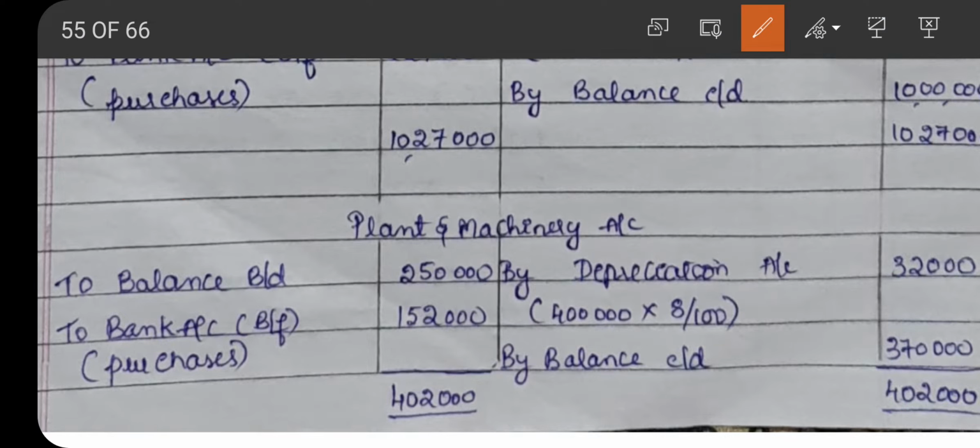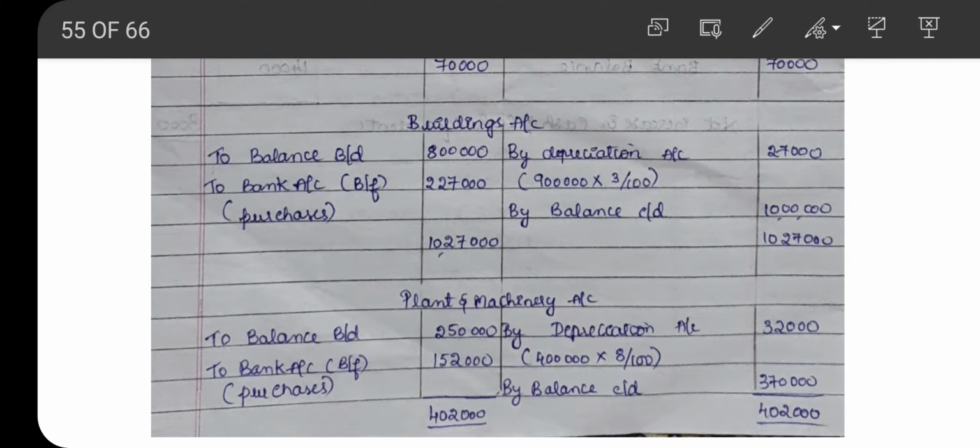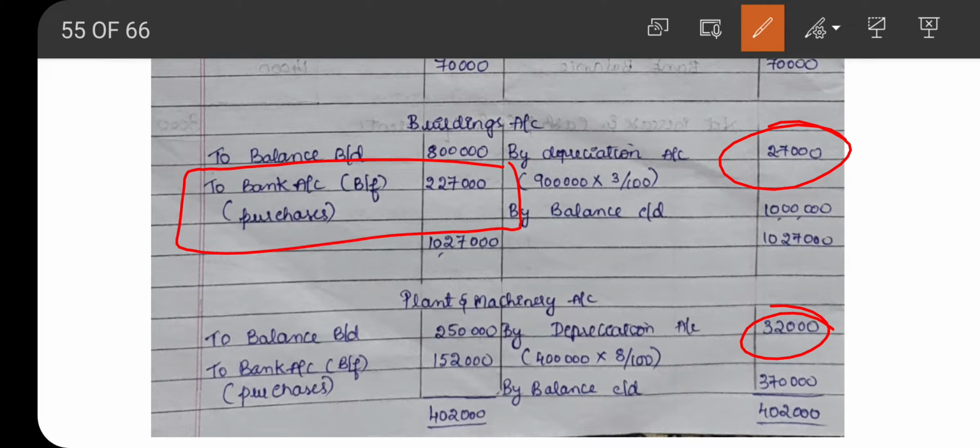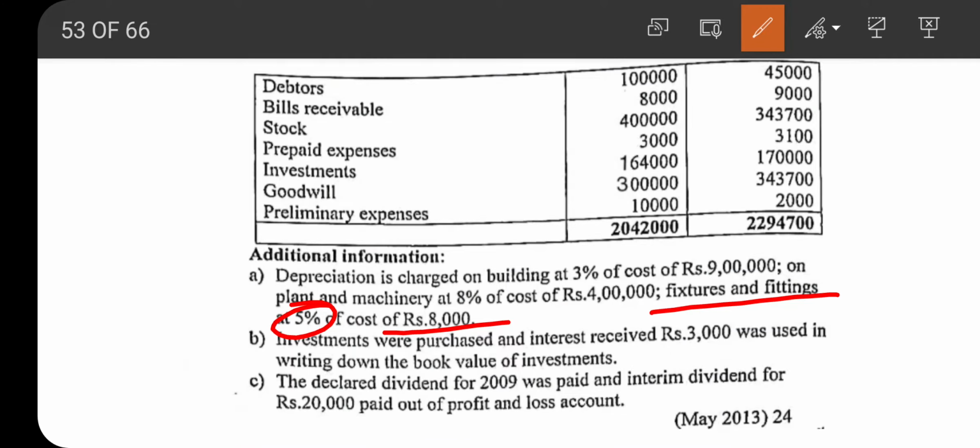Now both these depreciations are non-cash expenses. You need to add them to the closing balance of profit and loss account. And this purchase amount, that is purchase of building and purchase of plant and machinery, is an outflow item. You will be having outflow of cash. When you purchase something, you need to pay. So it is an outflow item. You need to deduct it under the heading cash flow from investing activities. Regarding fixtures and fittings, the opening balance is given, closing balance is given and depreciation is given.